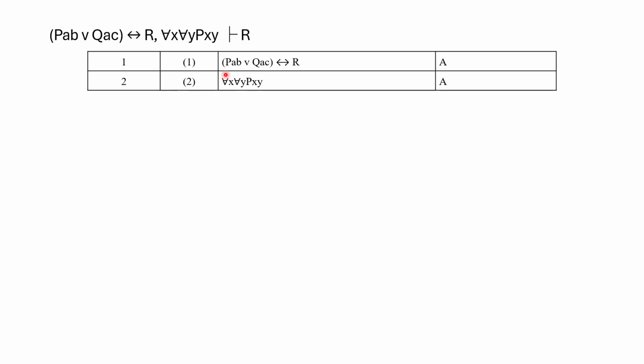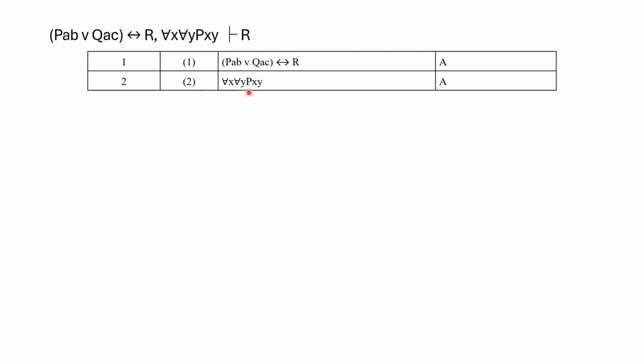I've got PAB and QAC, so those are not the same, but it doesn't look like it's going to matter here, but we just need to be aware that these are different constants, at least the B and the C in the second place of these two-place predicates are different. And then we've got a double arrow R, and then we've got just this two-place predicate with two universal quantifiers out in front.